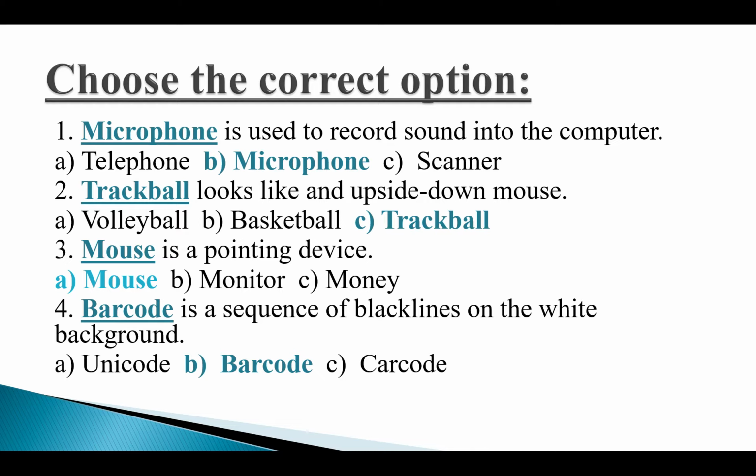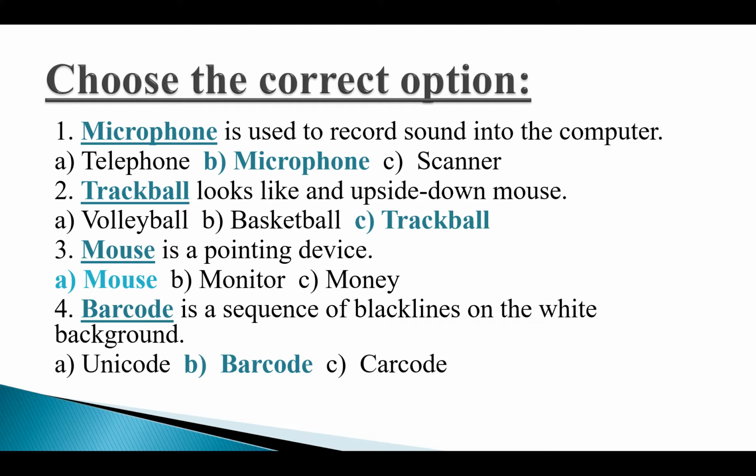Second one is dash look like an upside down mouse. Option A is volleyball, option B is basketball and option C is trackball. So option C is correct. Third one is dash is a pointing device. Option A is mouse, option B is monitor and option C is money. So option A is correct. Mouse is a pointing device.